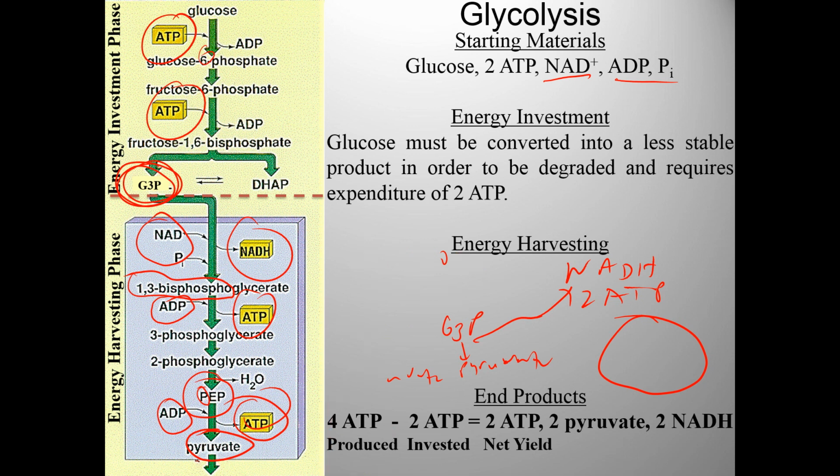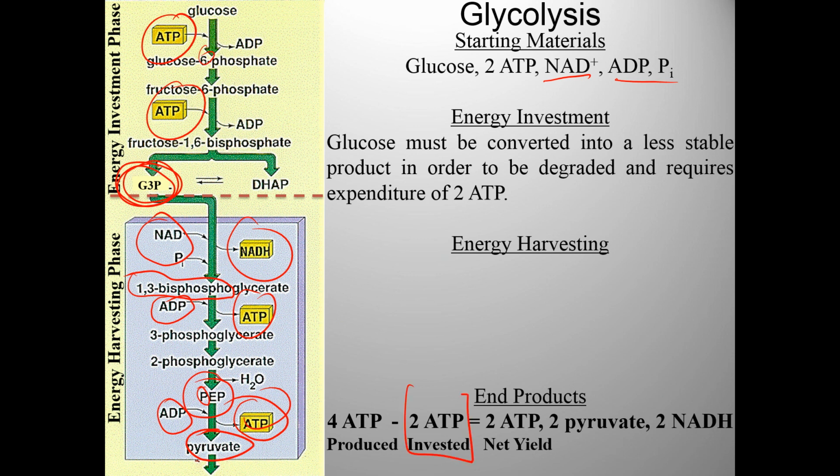Alright, but the initial process required 2 ATP molecules to be expended. So you have a net yield of 2 ATP, right? Because you invested 2 to start the whole process. You end up with 2 pyruvate molecules and 2 NADH molecules.